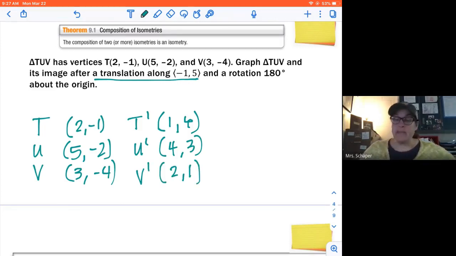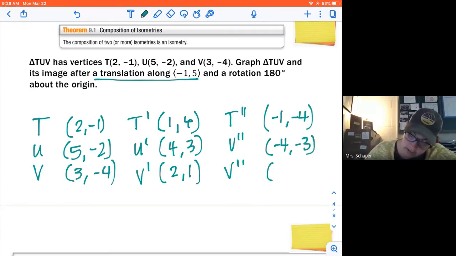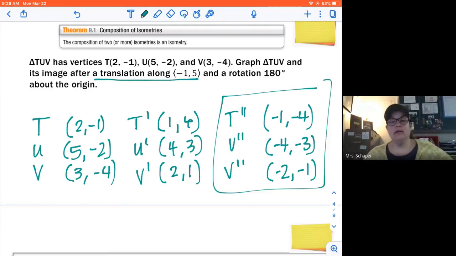All right. Now, we want to rotate it 100 degrees about the origin. And so with 100 degrees, the rule is you take opposite x, opposite y. All right, so opposite x, opposite y, opposite x, opposite y, opposite x, opposite y. So this is going to be the coordinates of the final image.